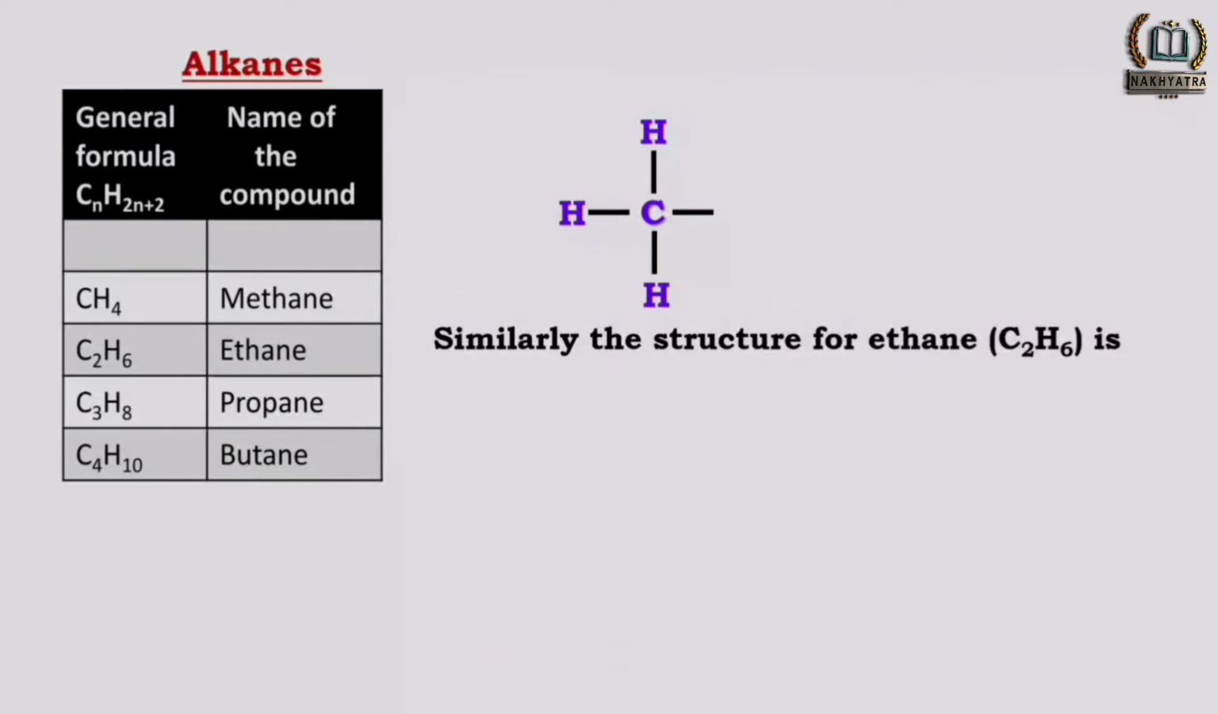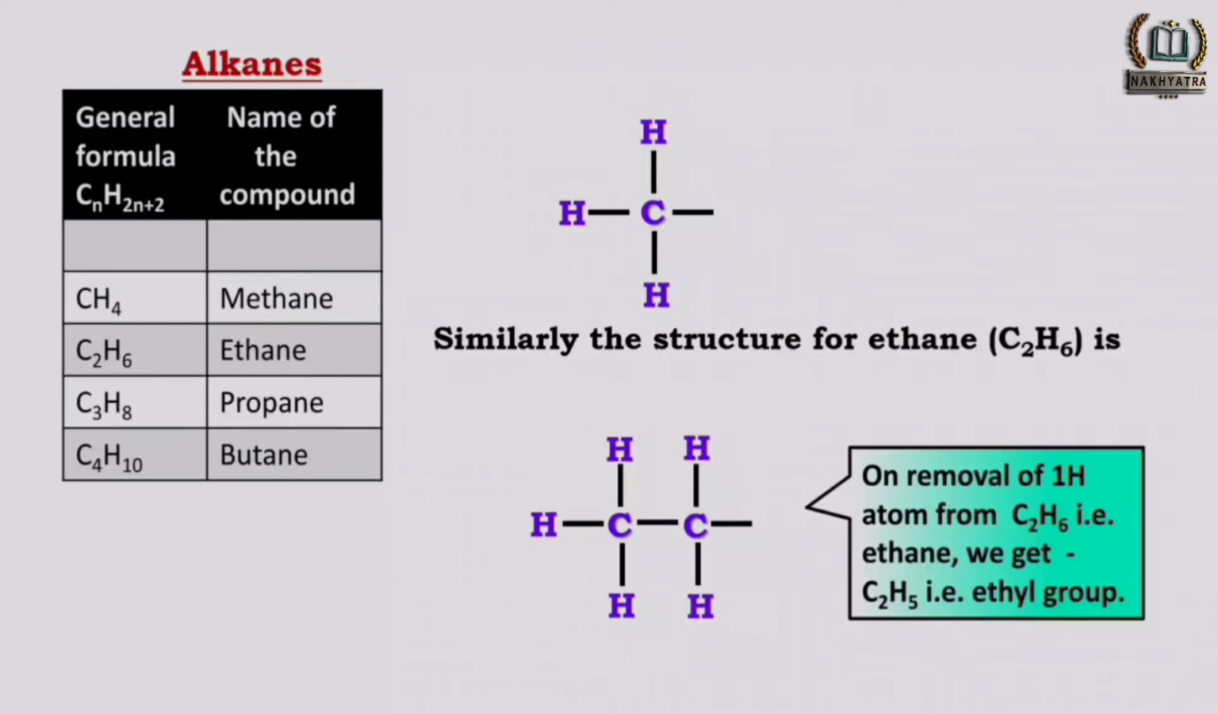Okay, good. Now similarly the structure for ethane C2H6 is this one. See 2 carbon atoms and 6 hydrogen atoms. Here on removal of one hydrogen atom from C2H6, that is ethane, we get C2H5, right? Only 2 carbon atoms are left already, and here only 5 are left now. 1, 2, 3, 4, 5 hydrogen atoms are left. Therefore, it is your ethyl group. Is that clear?